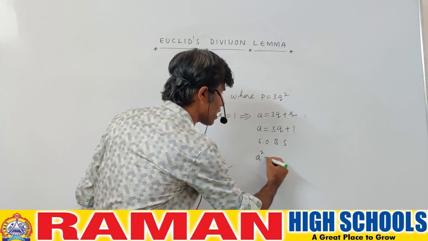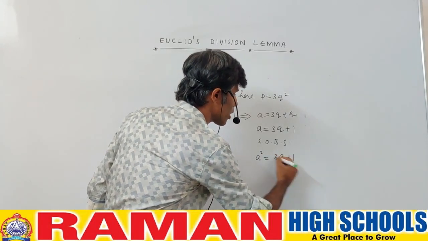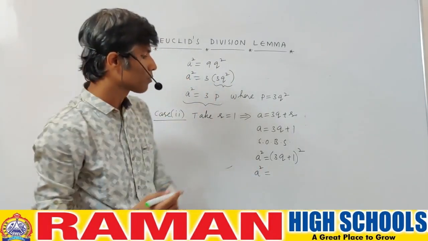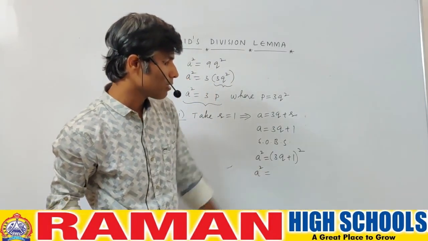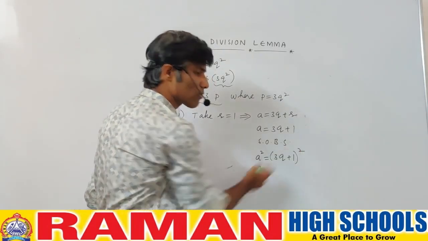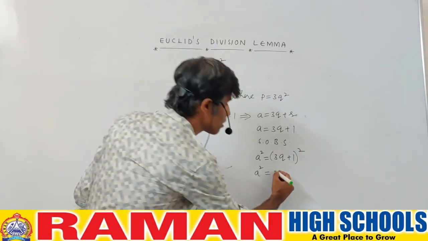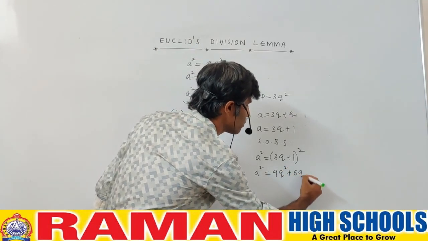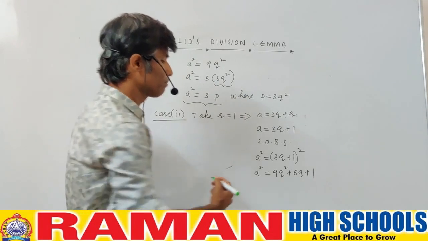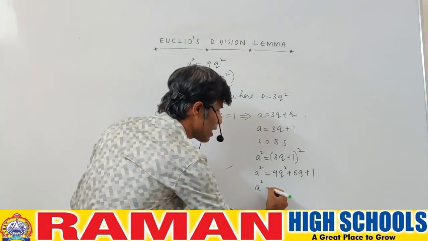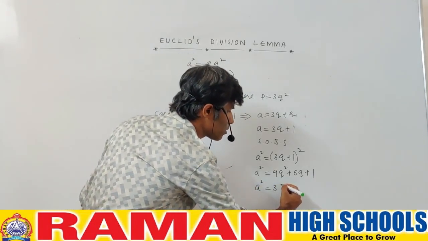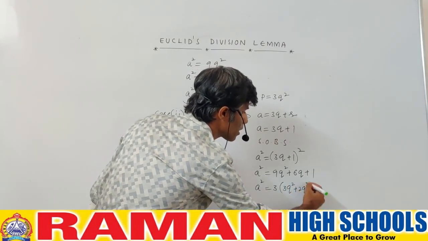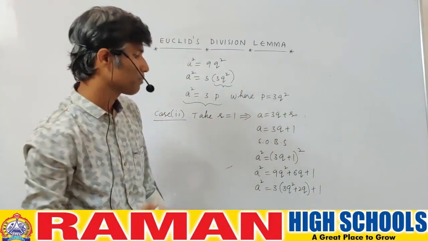That is a square equals to (3q plus 1) whole square. Here we can use the (a plus b) whole square formula. By using (a plus b) whole square, we can write it as 9q square plus 6q plus 1. Then a square equals to 3 into (3q square plus 2q) plus 1.